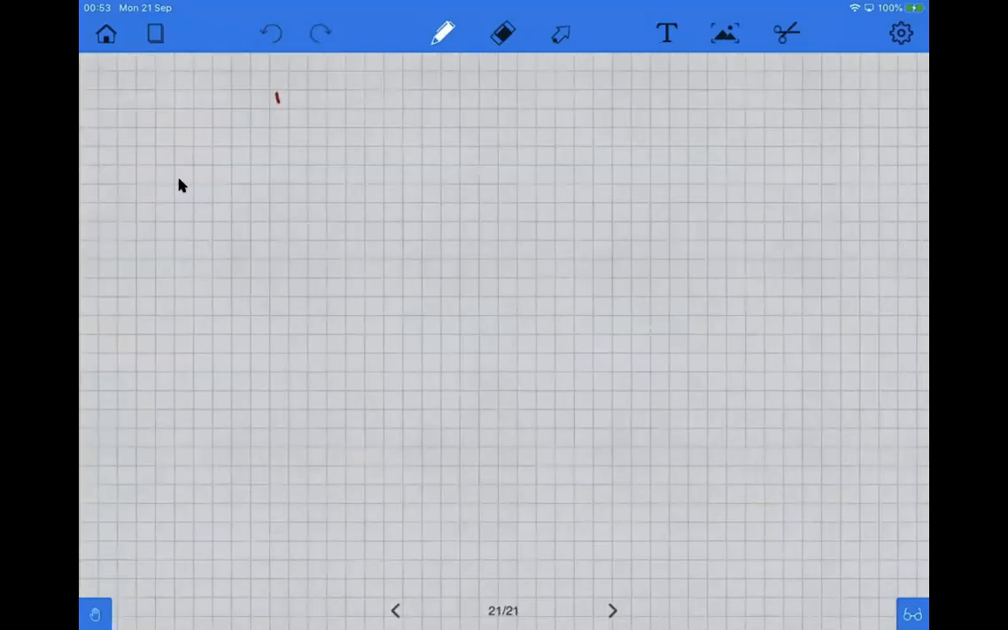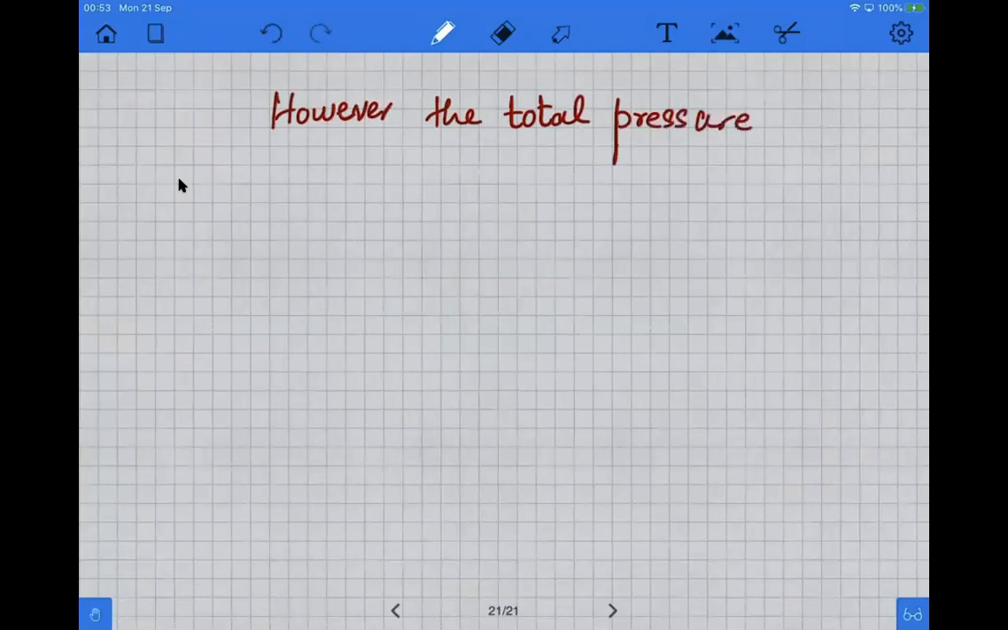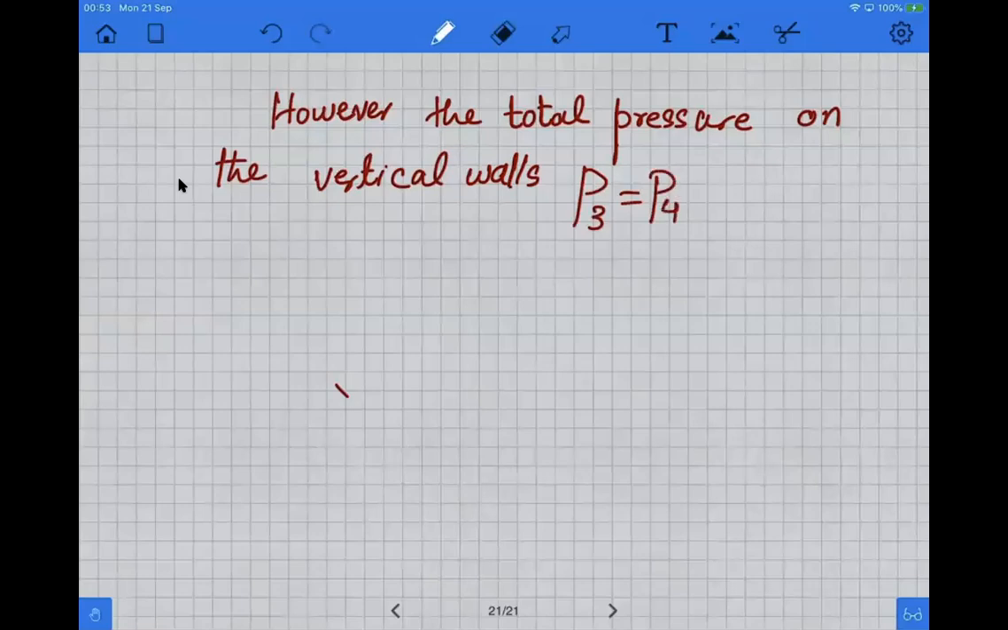However, the total pressure on the vertical walls is either P3 or it is P4, and you can call it P as well. Because you cannot add it, you cannot subtract it, and what is the answer of an individual pressure? It will be the pressure on the four walls, because it cannot be added or subtracted.